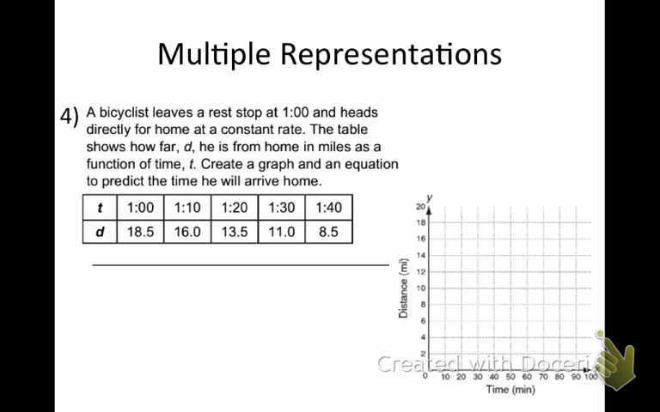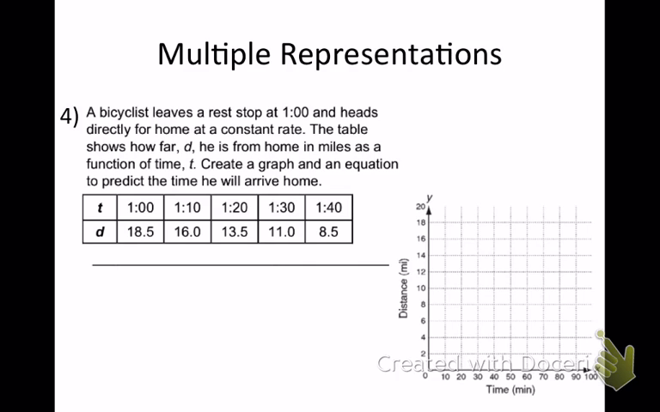A bicyclist leaves a rest stop at 1 o'clock and heads directly for home at a constant rate. The table shows how far D he is from home in miles as a function of time t. Create a graph and an equation to predict the time he will arrive home. Okay, so let's think about this here.